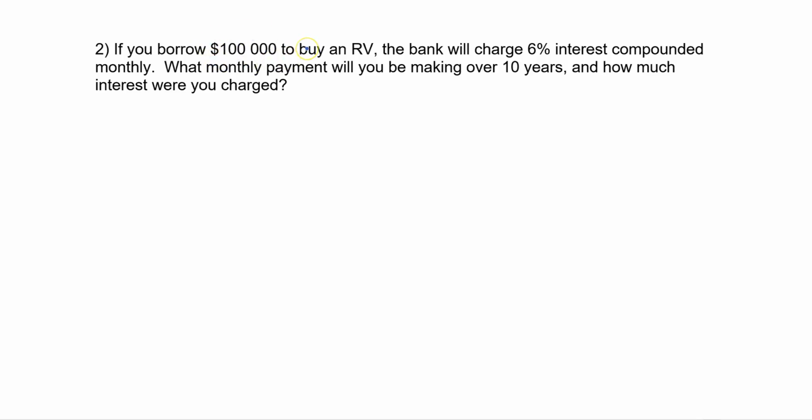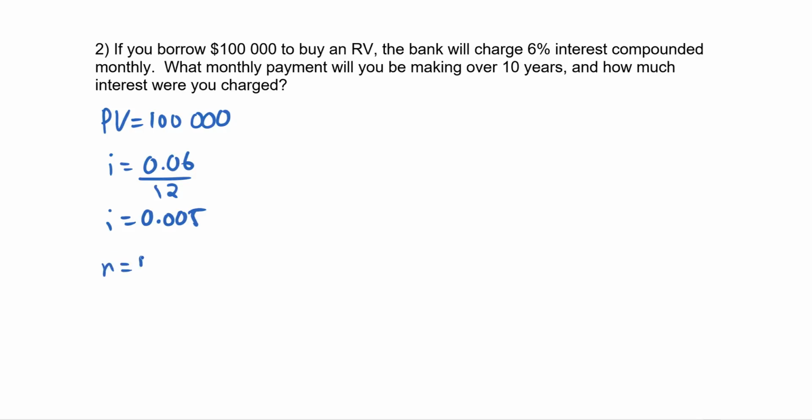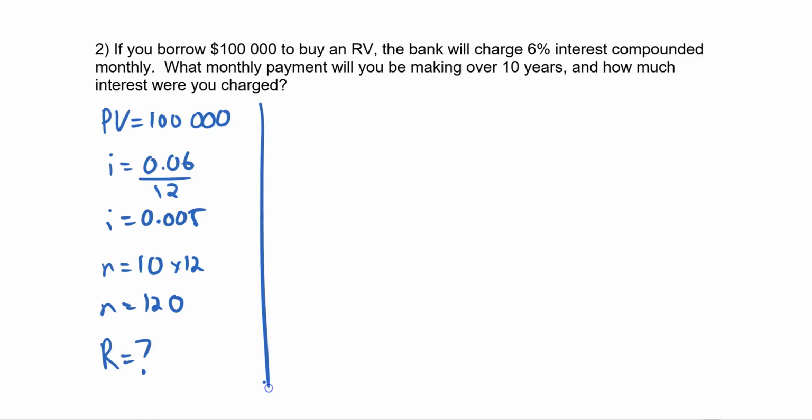So you borrow $100,000, this is actually your present value because that's how much the money is worth right now. The bank is charging you 6% compounded monthly, so 0.06 divided by 12, which is 0.005. And the payments are being made over 10 years. So 10 years times 12, because it's monthly, is 120. So what we don't know here is how much our payment is. We don't know R.